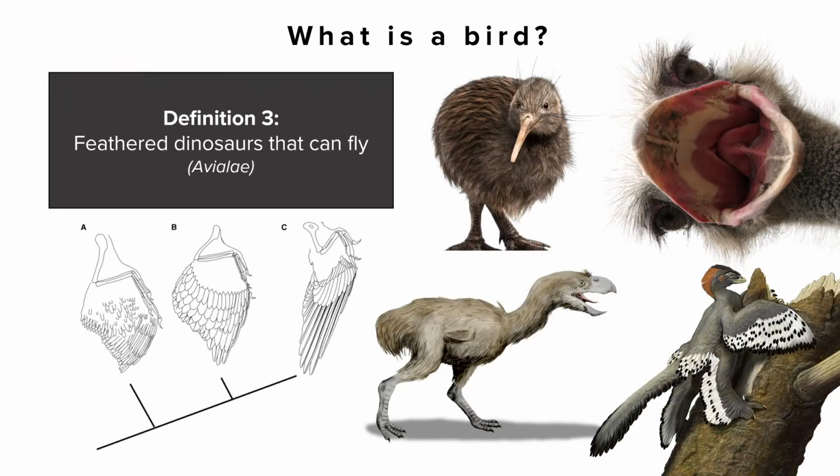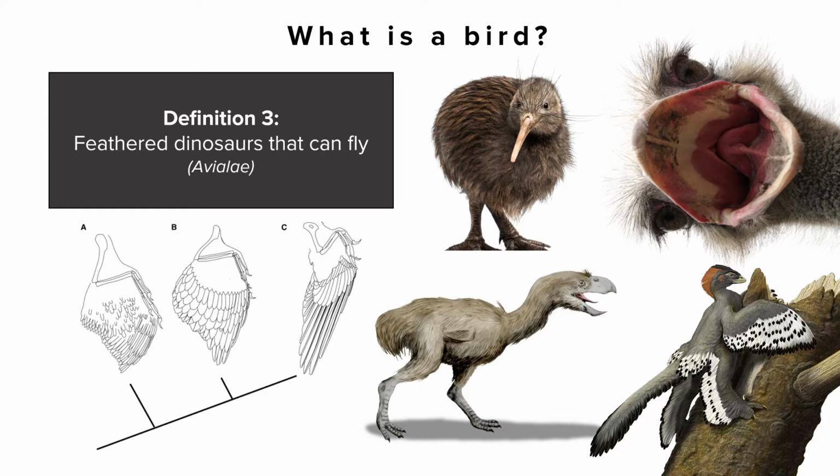Third definition, feathered dinosaurs that can fly. So this group would be called Aviale, right? And there are a few problems with it. First, we know there are some birds that don't fly, right? We have them living today. They were living after the dinosaurs died out. And you can make an argument, yeah, but a group isn't really a physiology. It's more about the lineage. So even though those birds don't fly, they could be birds because they are descendants of flying dinosaurs.